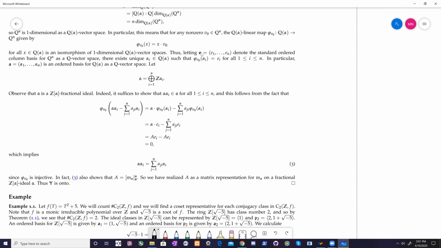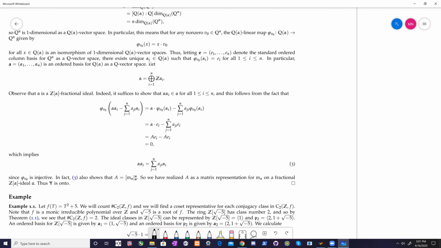So if we let bold e_1 to e_n denote the standard ordered column basis for Q^n as a Q vector space, then there exist unique alpha_i in Q(alpha) such that this Q(alpha) isomorphism, really, so it's obviously a Q isomorphism, will send alpha_i to e_i for all 1 ≤ i ≤ n. In particular, bold A, which is equal to alpha_1 to alpha_n, is an ordered basis for Q(alpha) as a Q vector space. We need that, right?